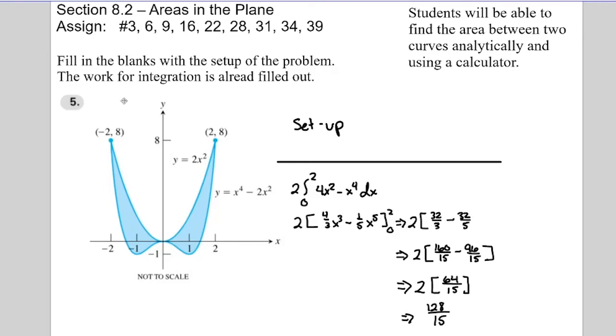This is section 8.2, areas in the plane. Fill in the blanks with the setup of the problem. The work for the integration is already filled out. Students will be able to find the area between two curves analytically and using a calculator.